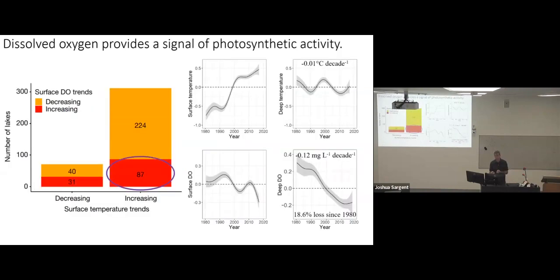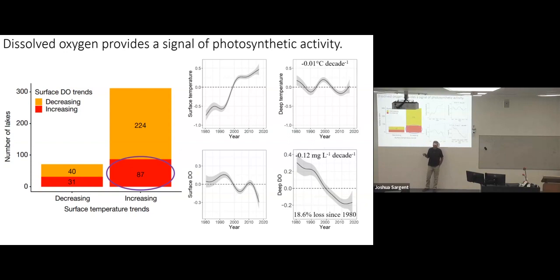So we went back to our dissolved oxygen data set and said, do we have anything to say about this? The way I said it is not actually how it occurred. The reality is we found this really cool phenomenon where we looked at the number of lakes with increasing versus decreasing surface water temperature trends, and then we looked at DO trends.